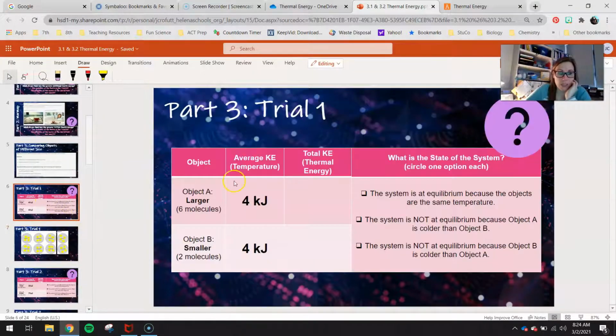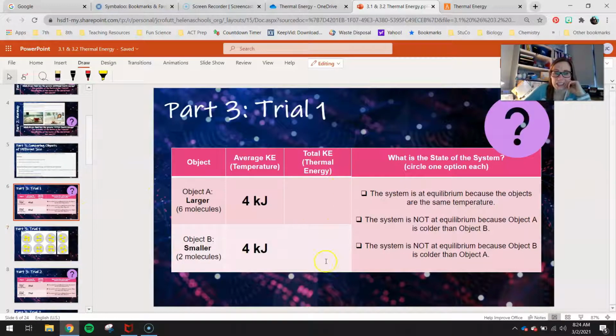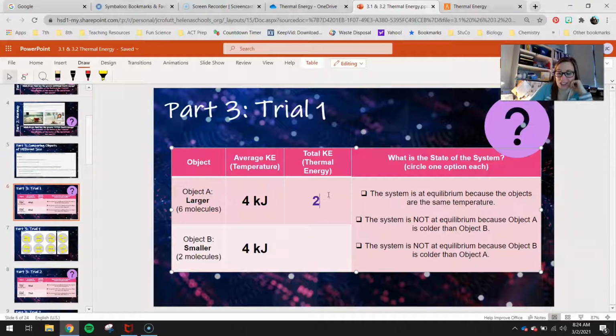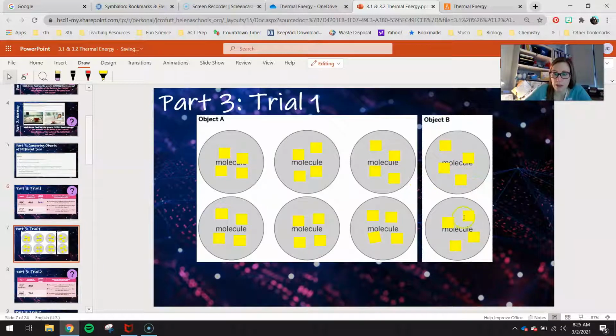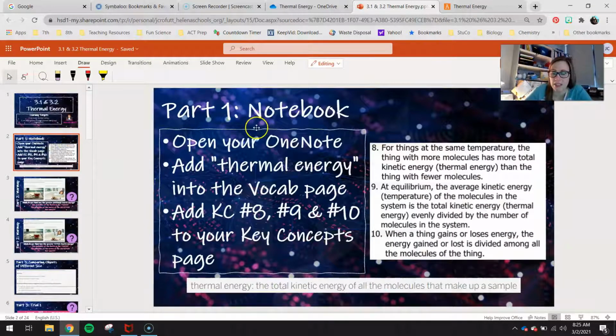All right, so what we're going to do is assume that these objects have just moved together and they haven't quite begun to transfer their energy yet. So what we need to fill out first in this little table is the total kinetic energy of our images. Total kinetic energy is what we refer to as thermal energy. So remember, for this one, we count. 4, 8, 12, 16, 20, 24. So for object A, our total kinetic energy is 24 kilojoules, okay? On the other hand, object B has 4, 8. So 8 kilojoules. Notice this goes back to our key concept number 8 for things at the same temperature.